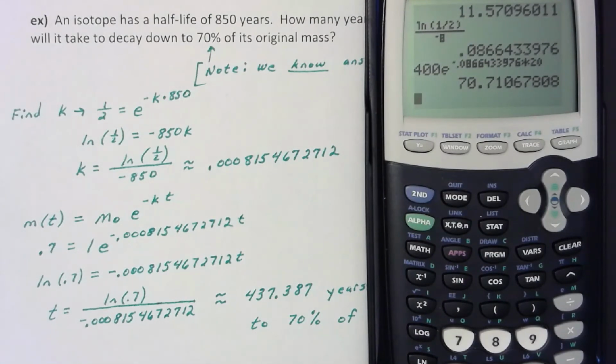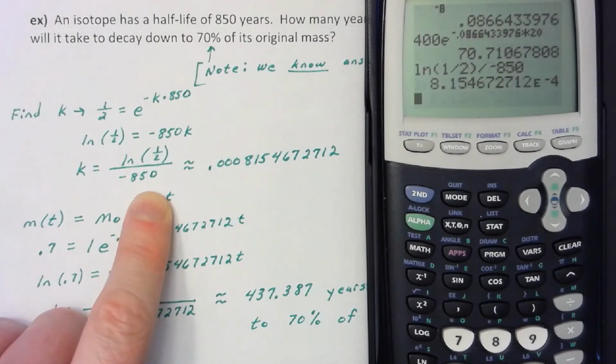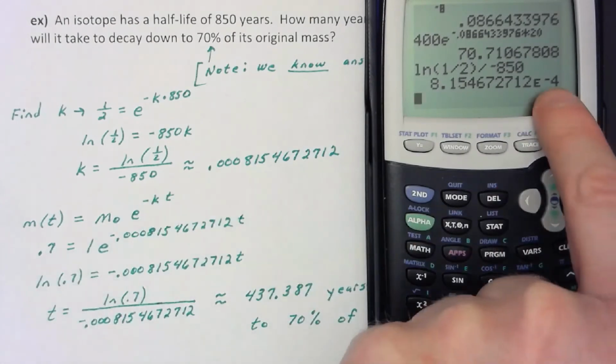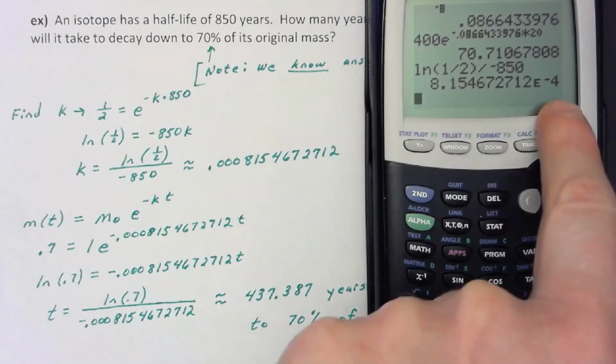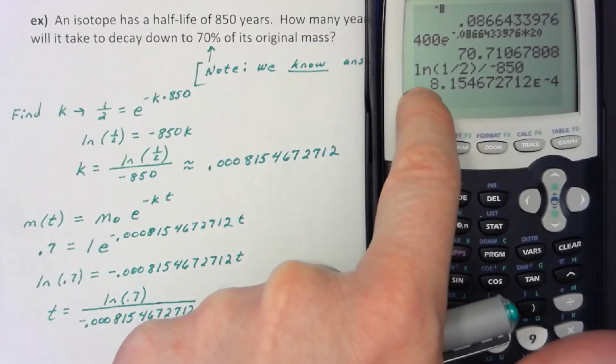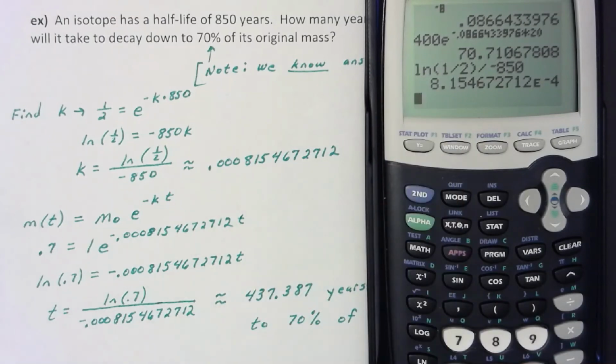So let me make sure I show that on here. I'll do natural log of 1/2, dividing that by negative 850. And when I do that, I'm getting 8.154672712 e negative 4. Please remember that e negative 4 means times 10 to the negative 4 power. Or you could just think of it as there's going to be 4 zeros before the first number you see here. That's 4 zeros including the 0 to the left of the decimal, which we typically don't write.